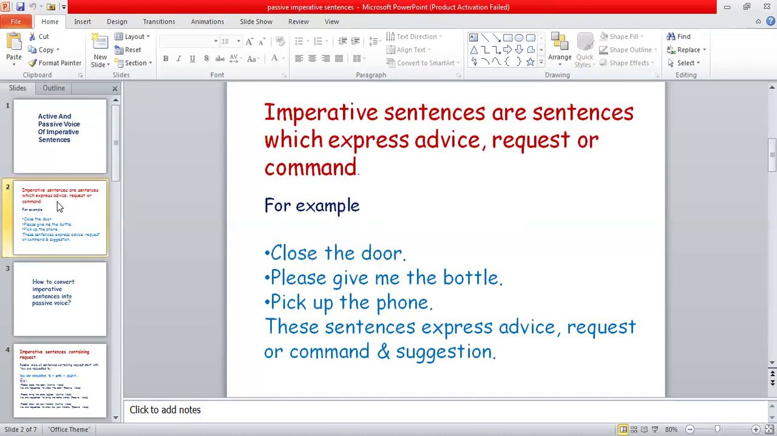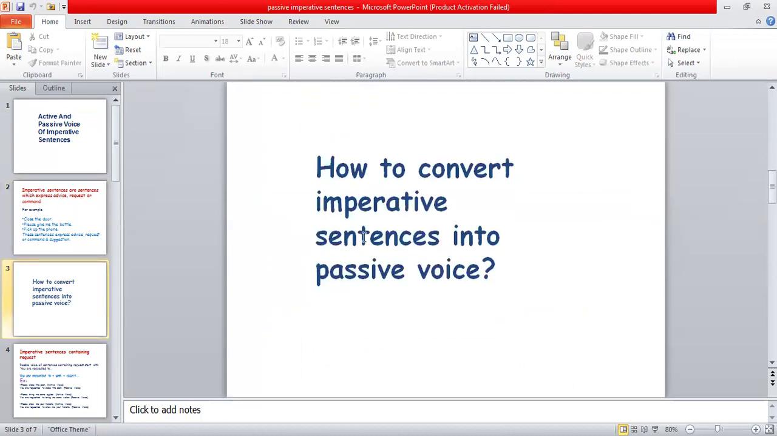Imperative sentences are sentences which express advice, request, or command. For example, close the door, please give me the bottle, request is there, pick up the phone. These sentences express advice, request, or command and suggestion. So such kind of sentences, they are called imperative sentences.